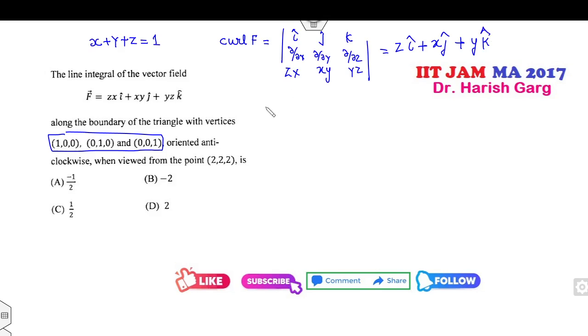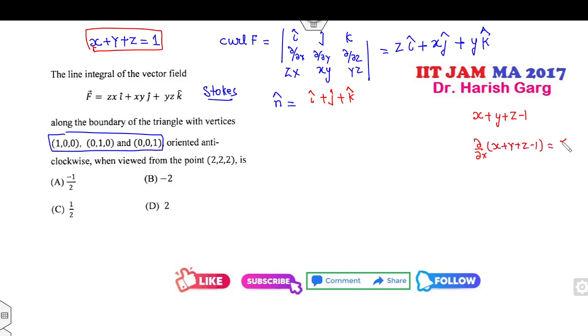Fine. Then I can apply the Stokes theorem. But what is the n cap? It's the unit vector. So how can you find the unit vector corresponding to this case? I can write the coefficients: this is i plus j plus k. Because I can write x plus y plus z minus 1. I can write the partial derivative of this part, which is my 1, so it's 1 i cap. Similarly, the partial derivative with respect to y is j, divided by, because it's a unit vector, so I can divide it by the magnitude.